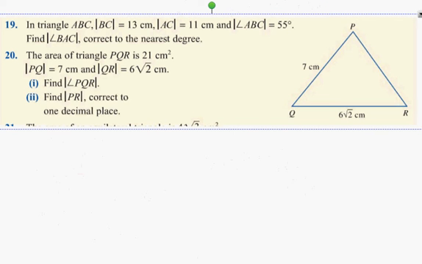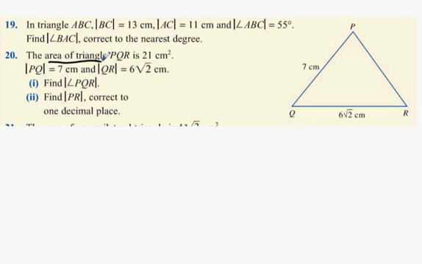Which one am I doing? 20? Yeah? Area. Go with that.